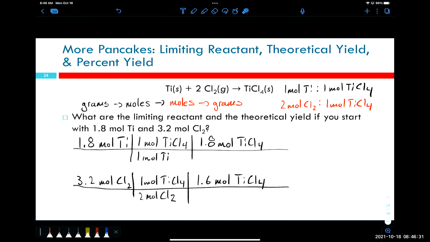Yep, exactly. Because we would produce fewer moles with this amount of chlorine, that is our limiting reagent. Because if we tried to produce any more titanium chloride, we wouldn't have any titanium left over. Or sorry, we wouldn't have any chlorine left over. All right, our limiting reagent then, the limiting reactant, titanium chloride.